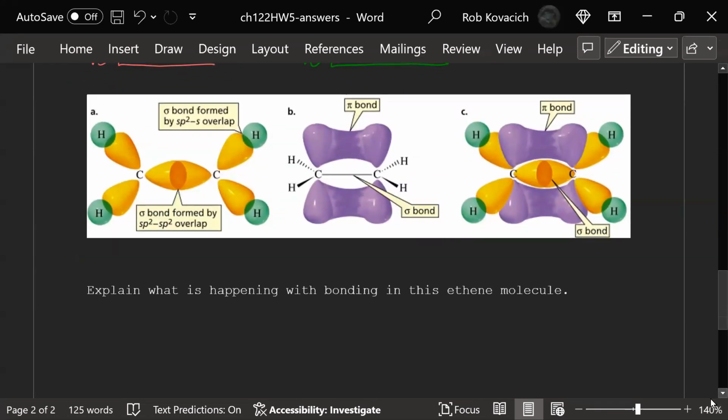Explain what's happening with the bonding of the ethene molecule. Okay, so this carbon is forming a sigma bond this direction, and that direction. This carbon is forming a sigma bond there, there, and there. And then over the top and the bottom, there's one electron here, one electron here. This electron can be up top or on the bottom. This electron can be up top or on the bottom. And they overlap their orbitals.